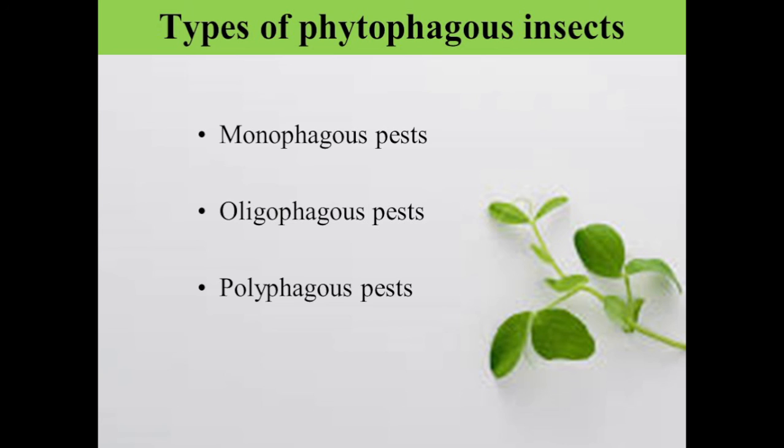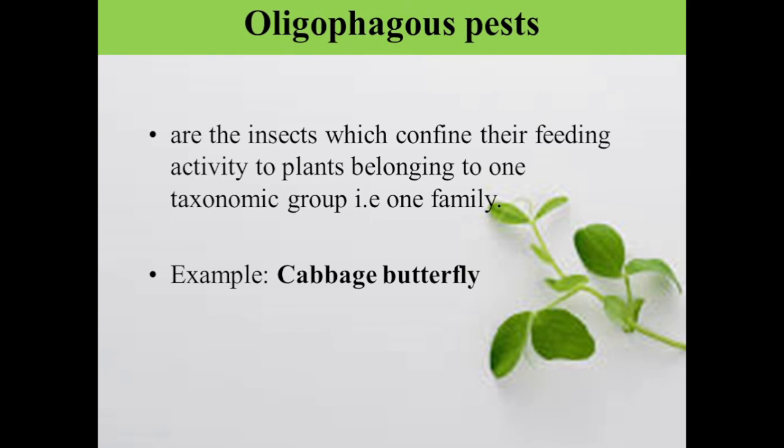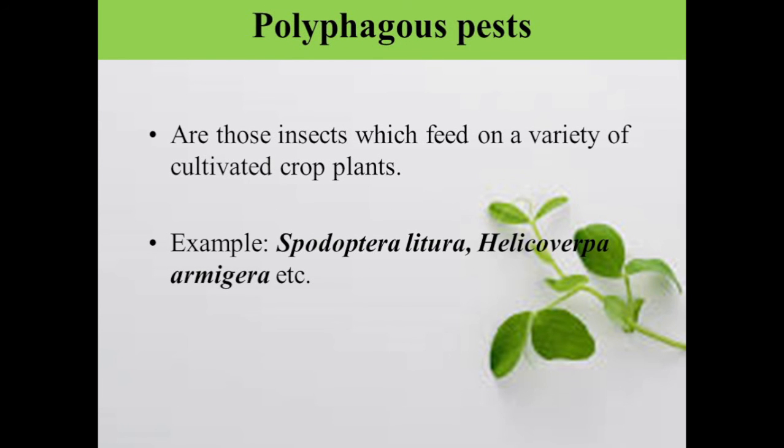On the basis of eating habit or feeding habit, pests are of three types: monophagous pest, oligophagous pest, and polyphagous pest. The monophagous pests are those insects which are known to feed on only a single species of plant. For example, Scirpophaga incertulas. Oligophagous pests are the insects which confine their feeding activity to plants belonging to one taxonomic group, that is, only one family. For example, cabbage butterfly. Polyphagous pests are those insects which feed on a variety of cultivated crop plants. For example, Spodoptera litura and Helicoverpa armigera.